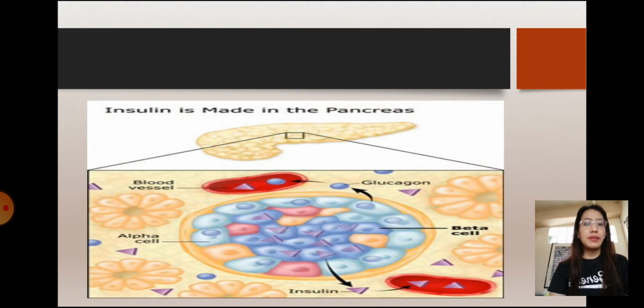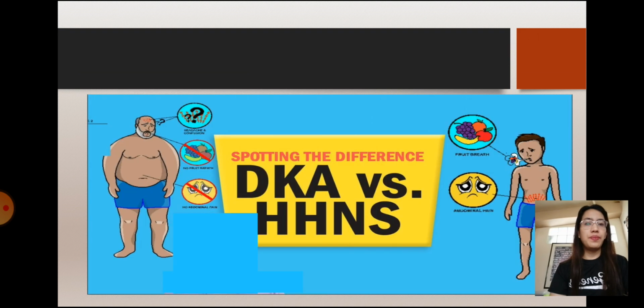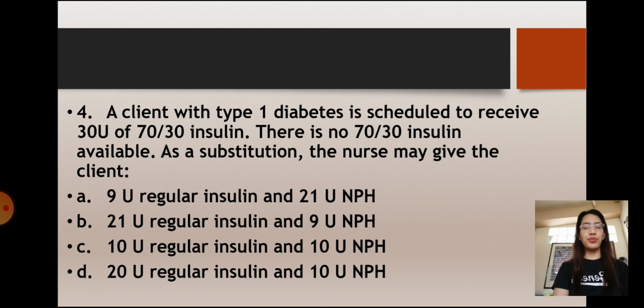Okay, so we go now to number 4. A client with type 1 DM is scheduled to receive about 30 units of 70-30 insulin. There's no 70-30 insulin available. So, as a substitution, the nurse may give the client what? Ano pwede nating ibigay sa patient natin?